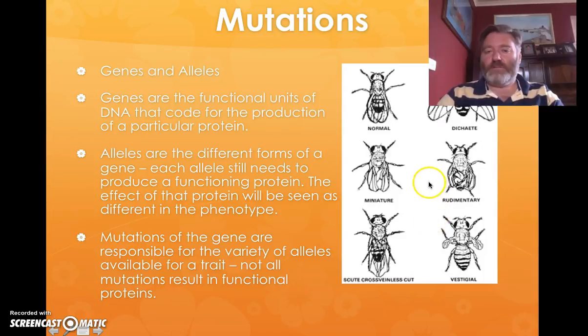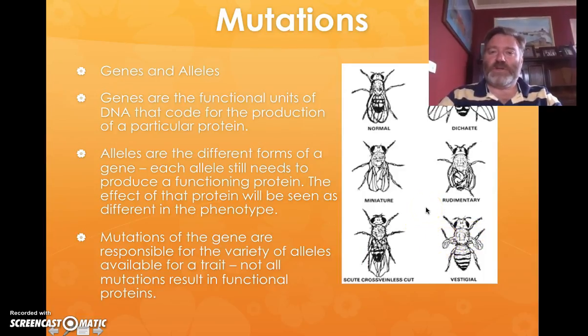Over time, that's mutated. And so we have these dichaete wings, we have miniature wings, so they're normal but they're shrunken, have rudimentary wings, so they're sort of there. We have, should we say, cut, cross-veinless, so you can't really see the detail on the wing there, but it's slightly different wing to normal. And these vesicle wings, which are of no use at all, they can't fly with these.